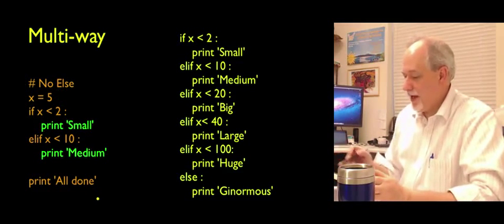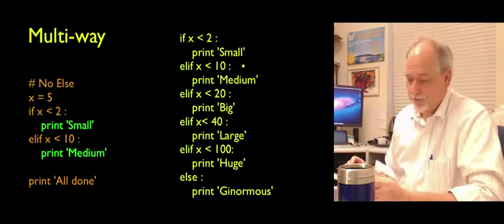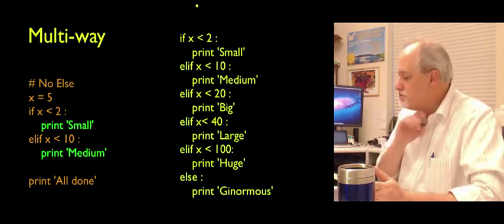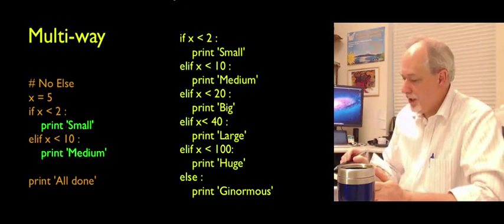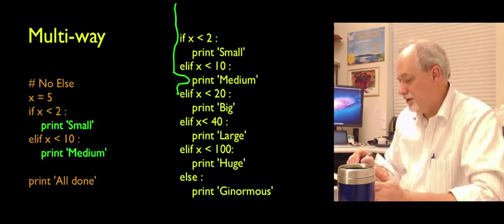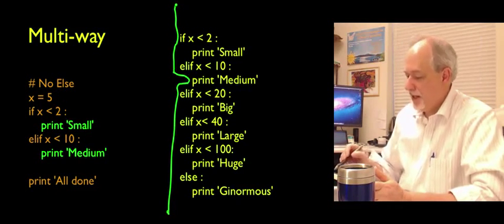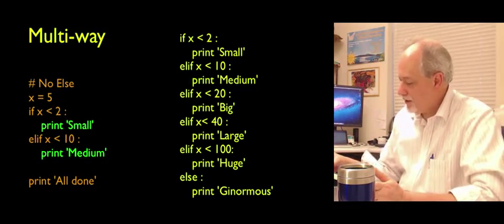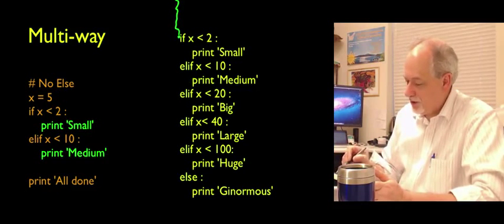You can also have many elifs. It checks this one. If it's true, it runs the first one. If it's false, it checks this one. If that's true, it runs this one. And then it skips, right? And so the way to think about this is it just goes through and checks this one: false, false, false.